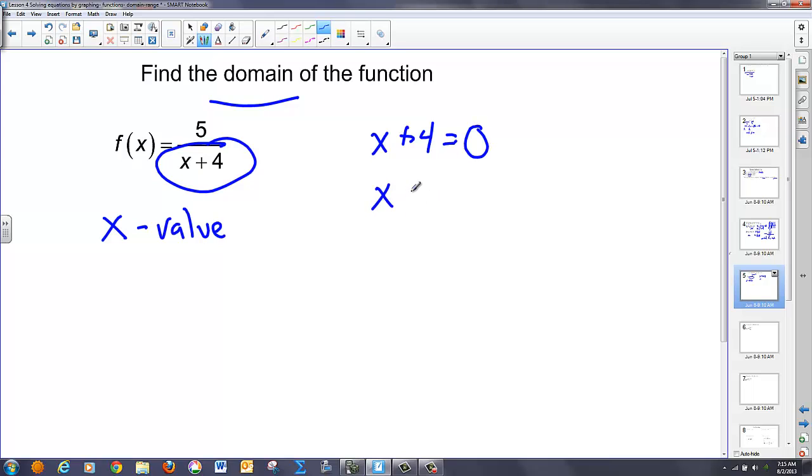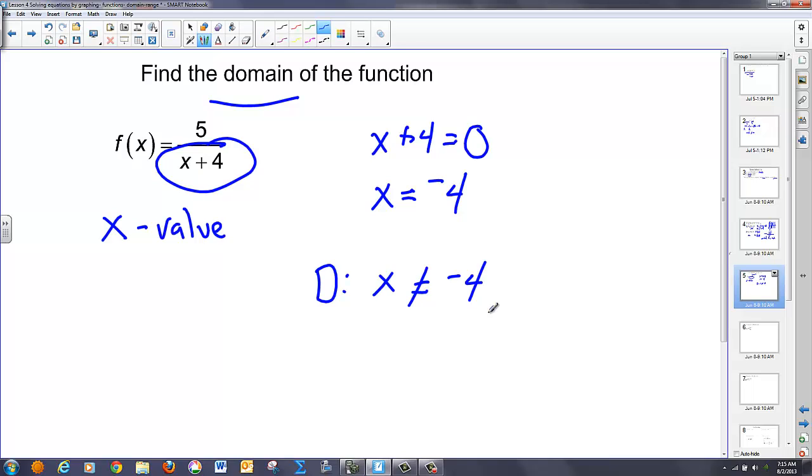I notice that when x is equal to negative 4, my denominator is 0. Therefore, the domain are all x's not equal to negative 4.